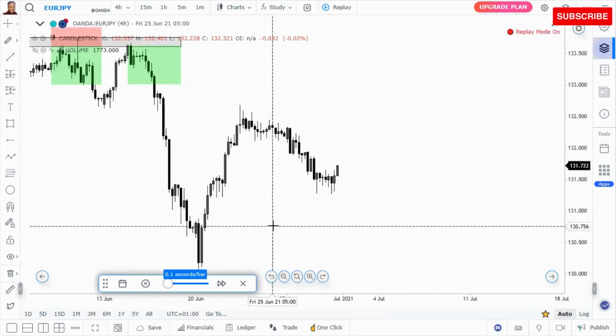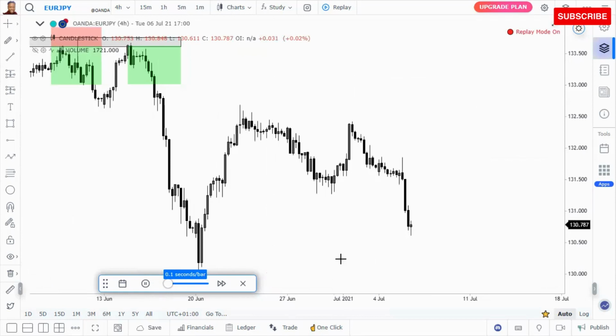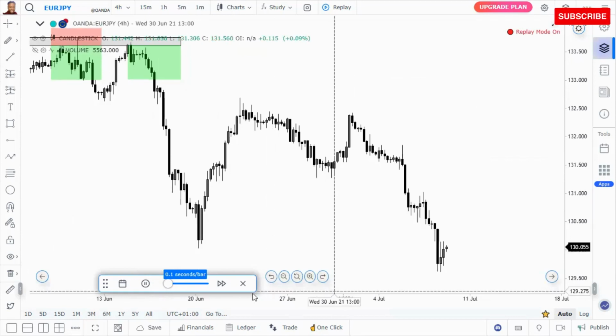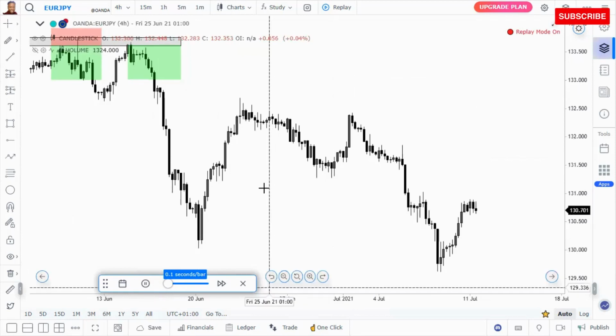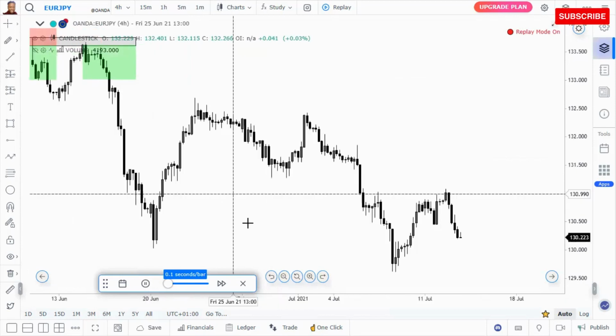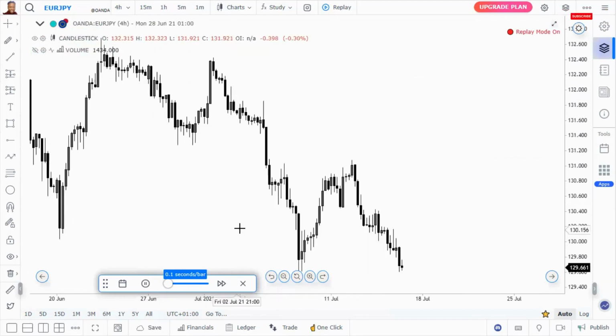So how many trades have we taken so far? 4 trades, okay. 4 trades, and they're all winners. Beautiful. So far at this point, we have 100% win rate. So let's keep going.